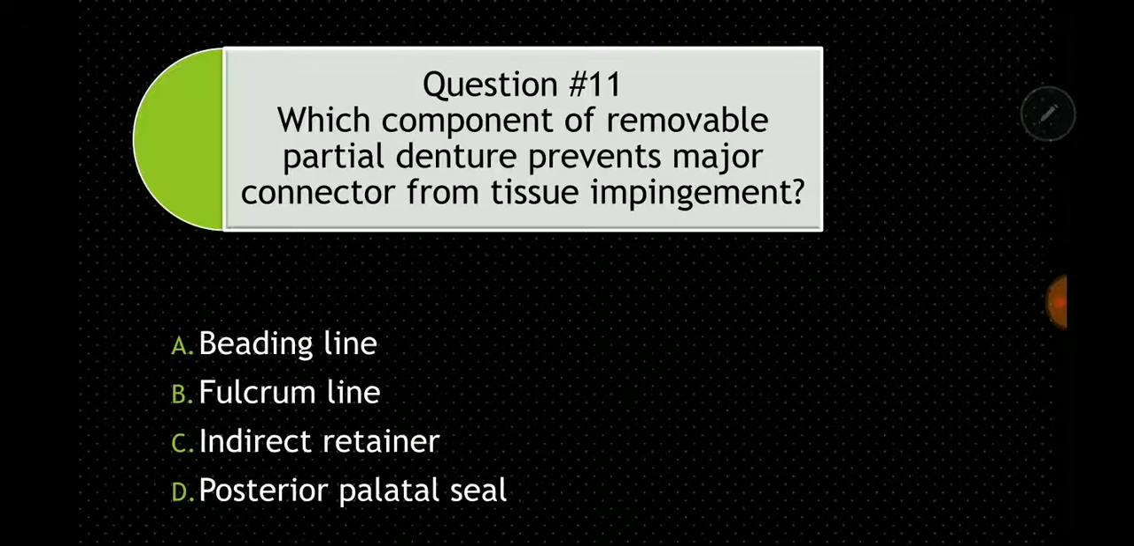Which component of an RPD prevents the major connector from tissue impingement? A. Beading line. B. Fulcrum line. C. Indirect retainer. D. Posterior palatal seal. So our answer is indirect retainer, C. Remember, a rest seat, as we saw previously, acts as an indirect retainer.